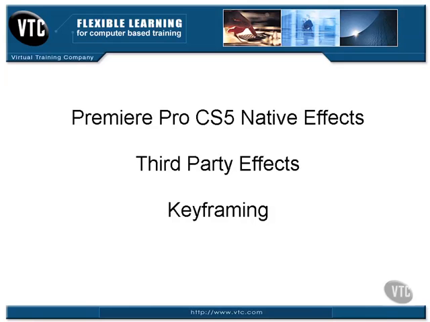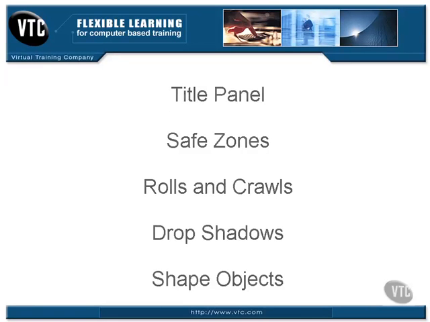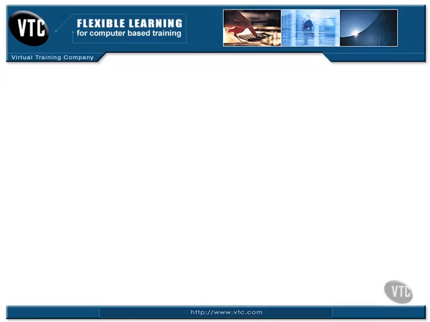We're going to look at keyframing and how this allows us to adjust either audio or filters over time. We'll also look at how we adjust time, either slowing a movie clip down or speeding it up or even reversing it. And an essential component of making a film, the use of titles. Well, we're going to be looking at titles too, in particular the titling panel, how we use safe zones, rolls and crawls, drop shadows, shape objects, etc.